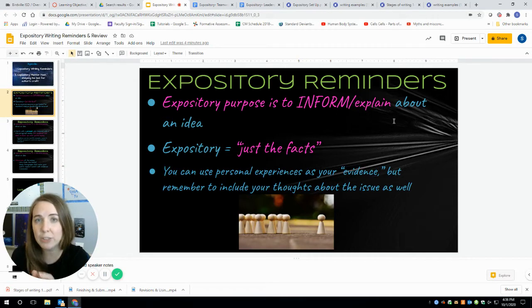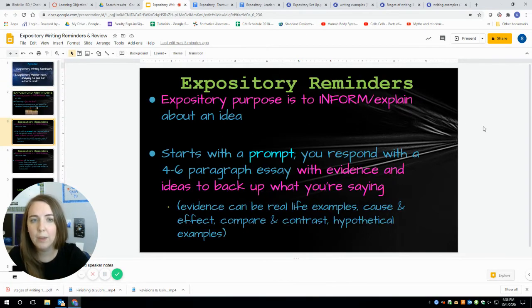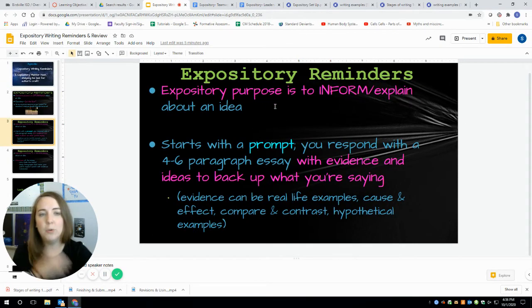You guys can actually use personal experiences that you've had to help back up your ideas, to help give you evidence to support what you're saying. But make sure that you're including your thoughts about the issue as well. So you're not telling a story this time. Now you're informing an audience. You're explaining something. So again, expository purpose is to inform or explain.